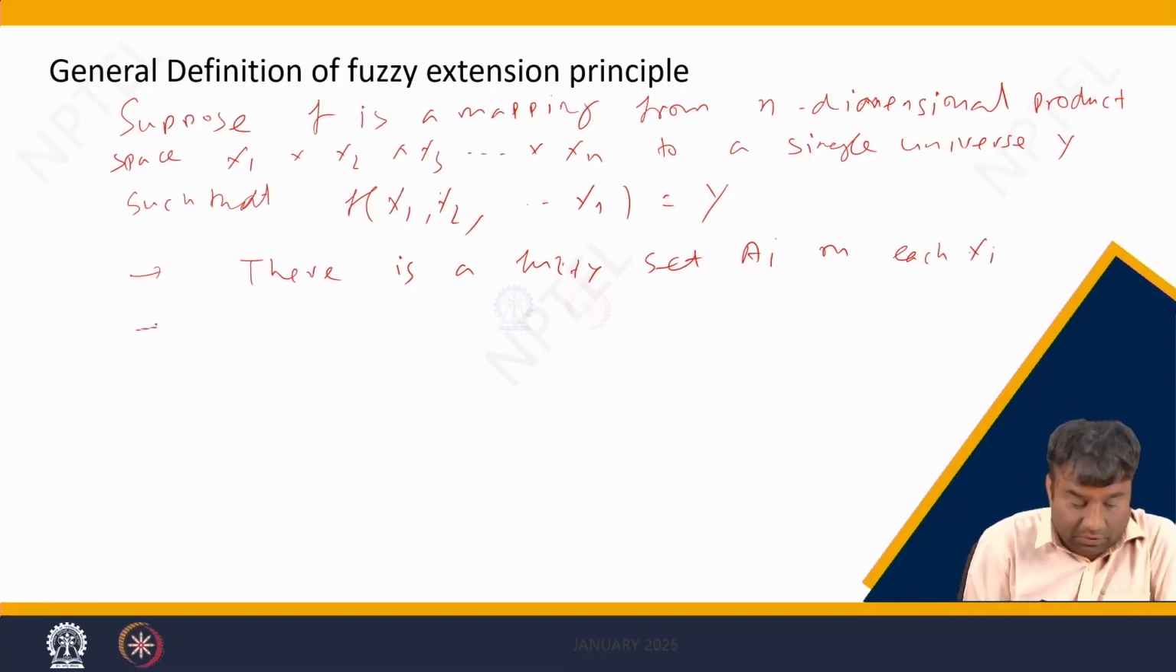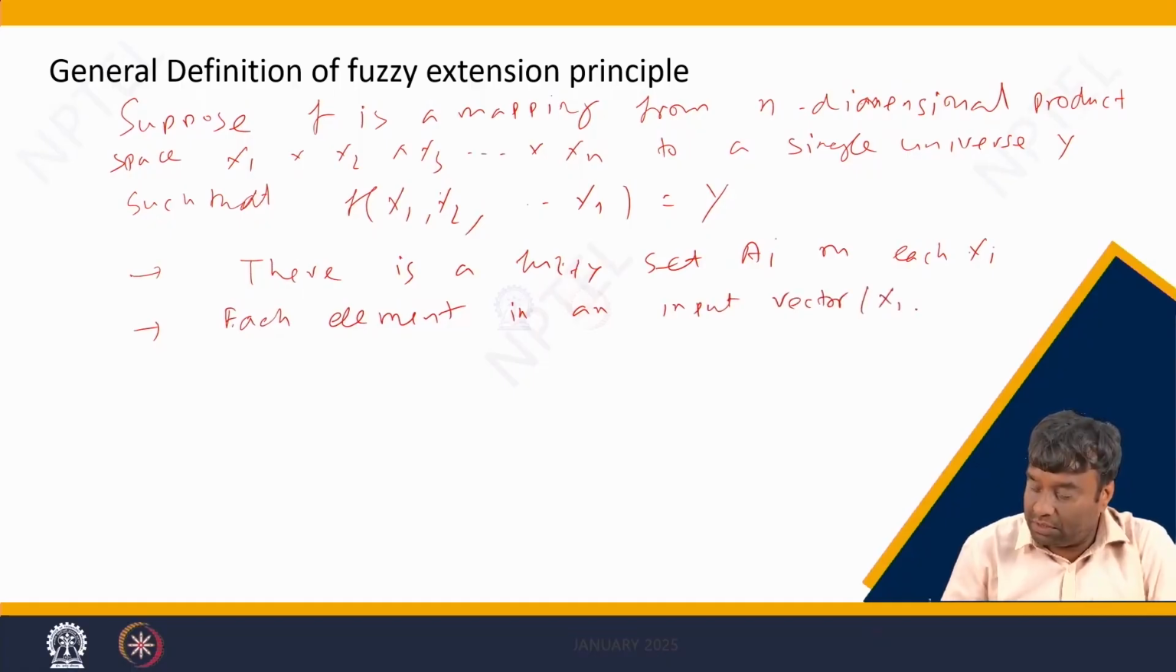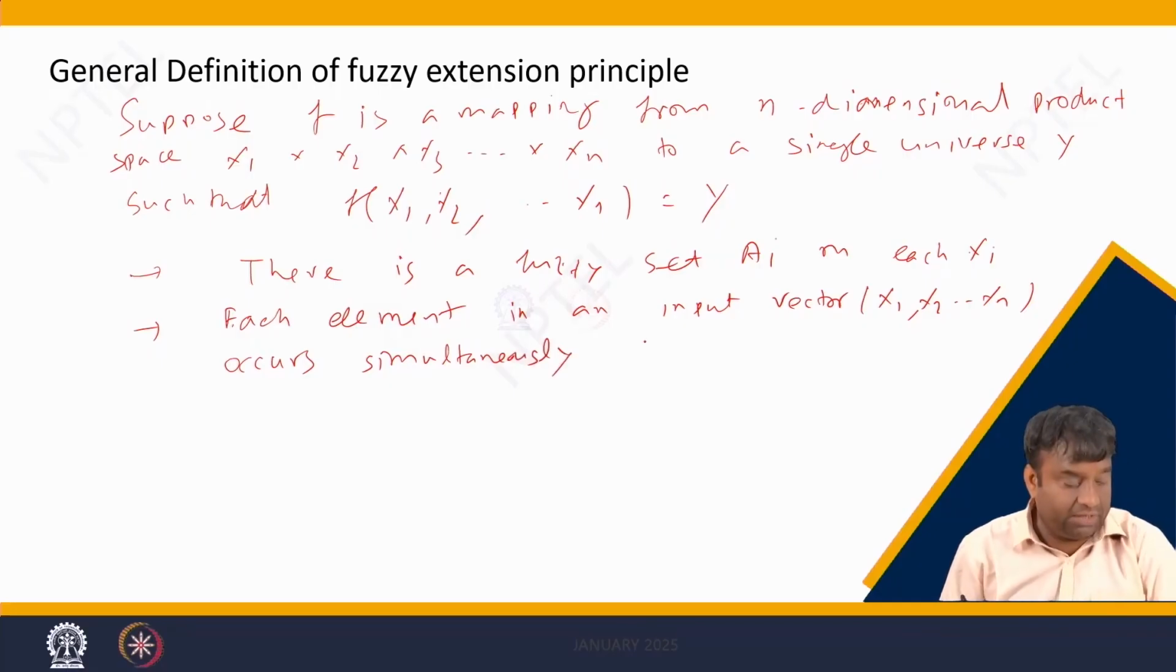Each element in an input vector x1, x2, ..., xn occurs simultaneously, which implies AND operator.